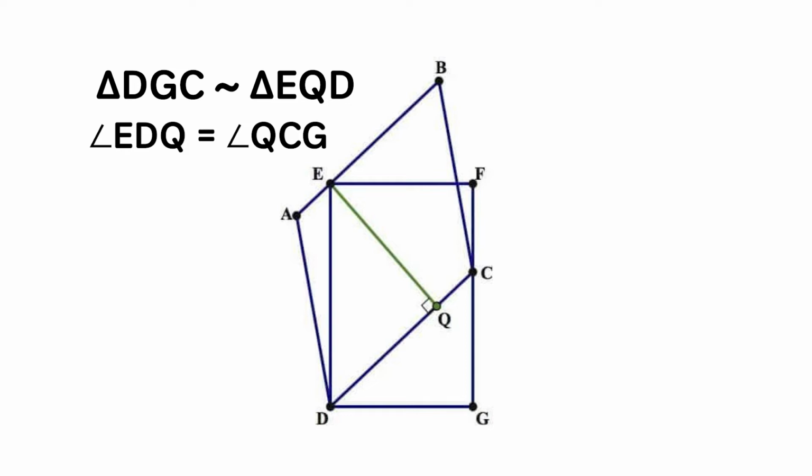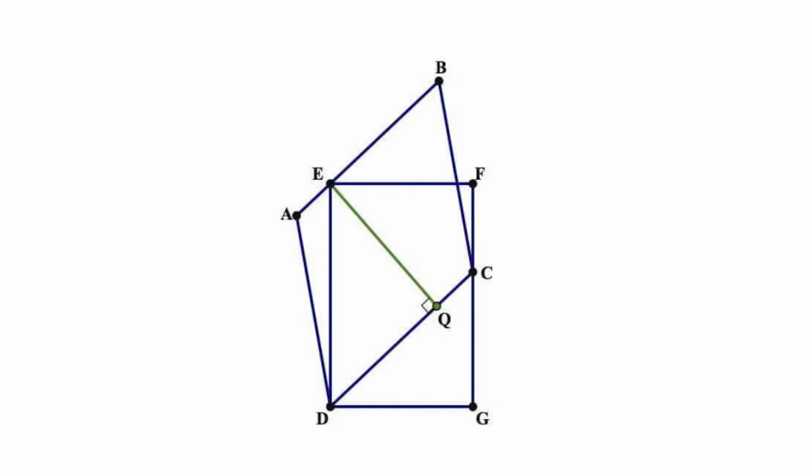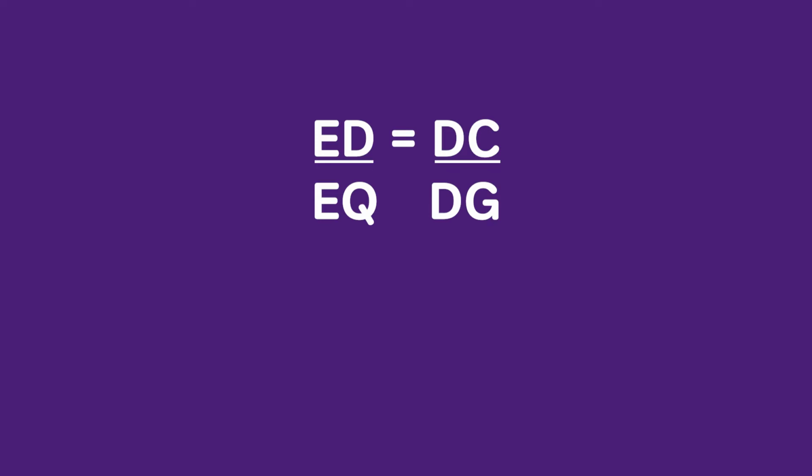Since we know that the angle EDQ is congruent to the angle QCG, and we know that both angles EQD and DGC are right angles, therefore we can say that 2 angles in the triangle DGC are congruent to 2 angles in the triangle EQD. With the AA similarity theorem, angle-angle similarity theorem, we know that triangles DGC and EQD must be similar triangles. Similar triangles have proportional sides. In particular, we can set up the following proportion between the triangles, which says segment ED is to segment EQ as segment DC is to segment DG.